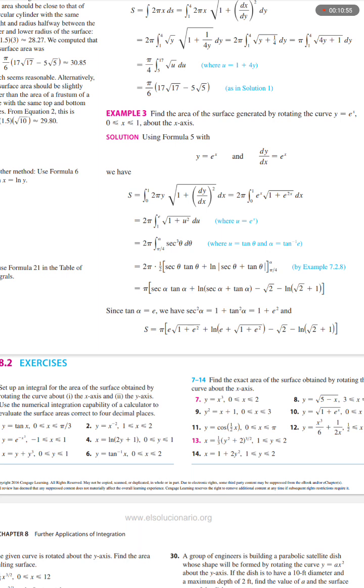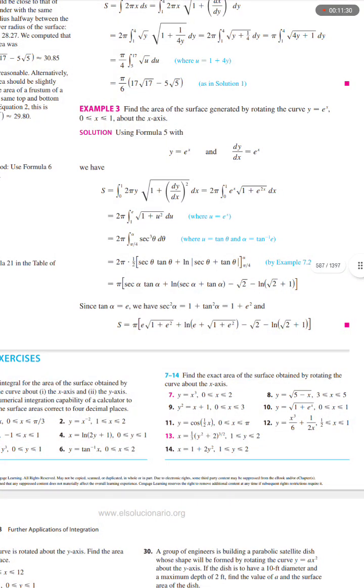Since tangent alpha equals e, we have secant squared alpha equals 1 plus tangent squared alpha equals 1 plus e squared, and big S equals pi [e times the square root of 1 plus e squared plus the natural log of (e plus the square root of 1 plus e squared) minus the square root of 2 minus the natural log of (the square root of 2 plus 1)].